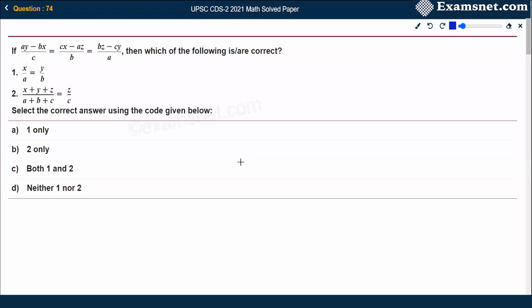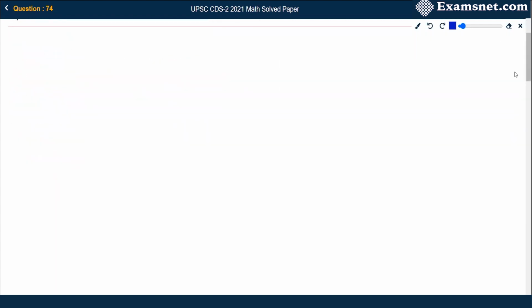In question number 74, it is given that if ay minus bx by c equals cx minus az by b equals bz minus cy upon a, then which of the following is or are correct? We are given two different results. Let's see which one is the correct one from the given expression.